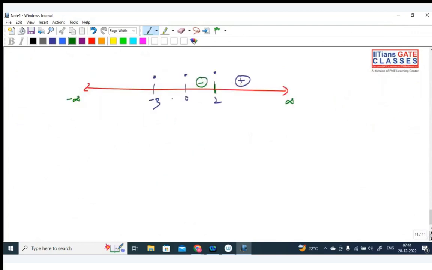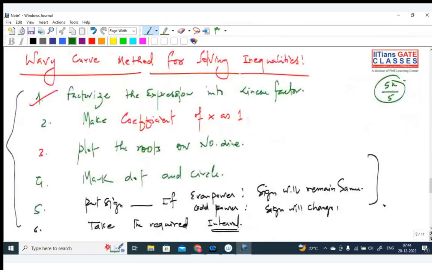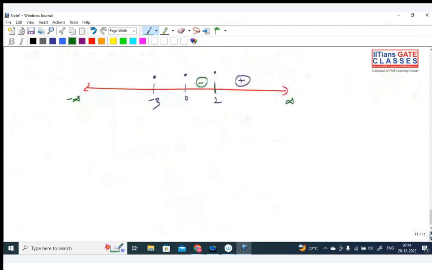And again, x equal to 0 is there. It has power 1, it has power 1, it has power 1, which means all are odd only. So the sign will change here and again here. Ashish, have you understood this now?